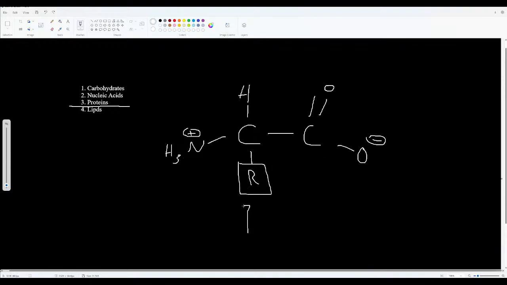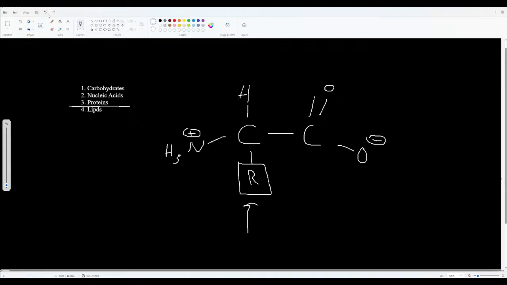The only thing that changes, just like with the nitrogenous base of nucleic acids, is the R group, right? That's the only thing that changes, guys. So the thing about the R group, though, is that it could change drastically, right?